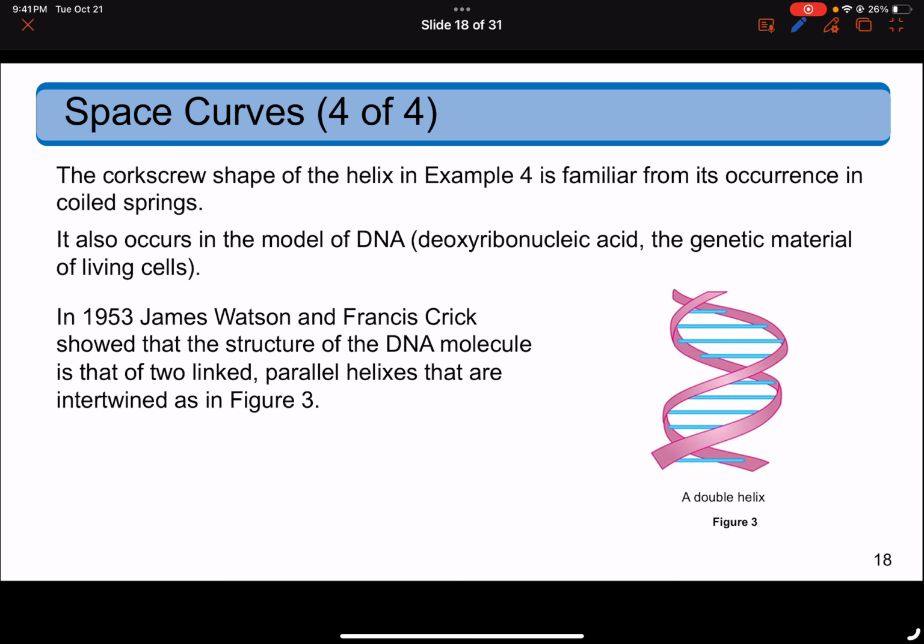The corkscrew shape of the helix in example 4 is familiar from its occurrence in coiled springs. It also occurs in the model for deoxyribonucleic acid, the genetic material of living cells. In 1953, James Watson and Francis Crick showed that the structure of the DNA molecule is that of two linked parallel helices that are intertwined, as shown in the figure.